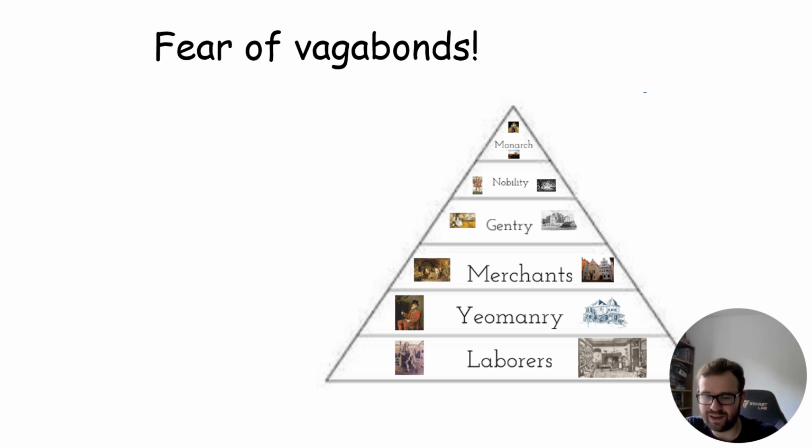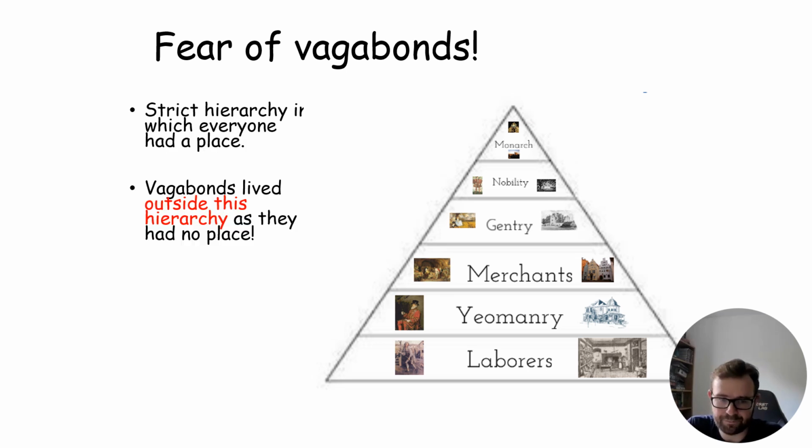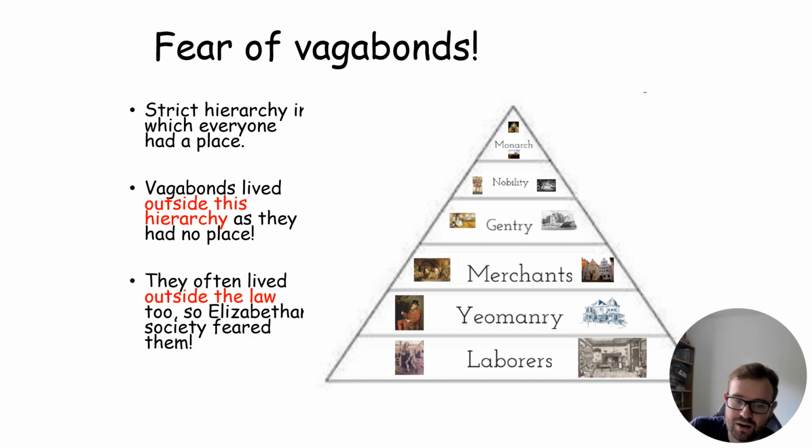A lot of people feared these wandering poor. They didn't know who they were. They didn't know why they were coming. That's just a graphic of the ranking system of the social hierarchy. Everyone kind of has a place here. Vagabonds are outside it, so they have no place in this social hierarchy. Sometimes outside the law, so sometimes they are linked to criminality.